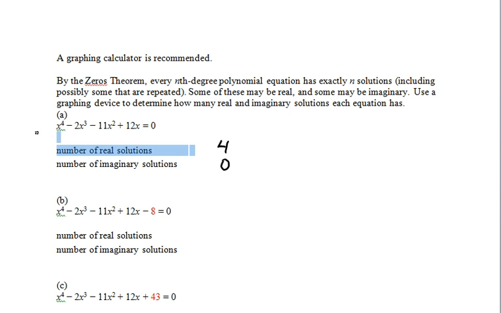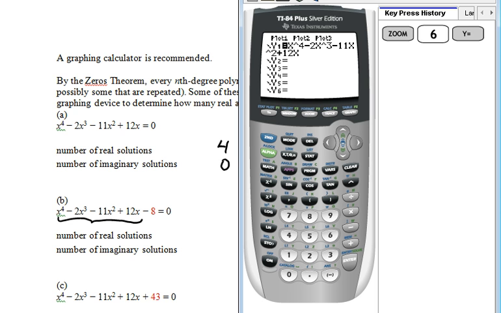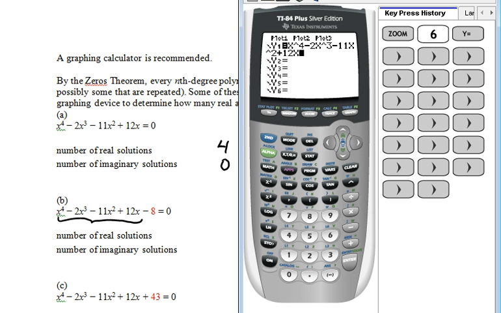Notice that in the second case, the initial polynomial has had 8 subtracted from it. And so the graph will be moved down 8 units. So when we look at it, let's go back to the y equals screen, and I will subtract 8 from the end of this function and regraph.